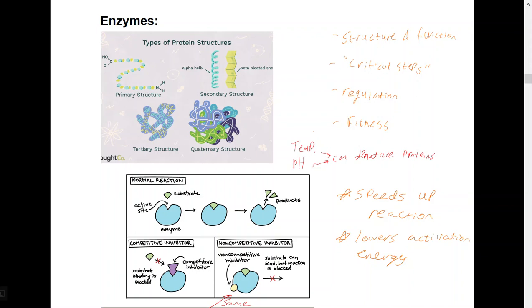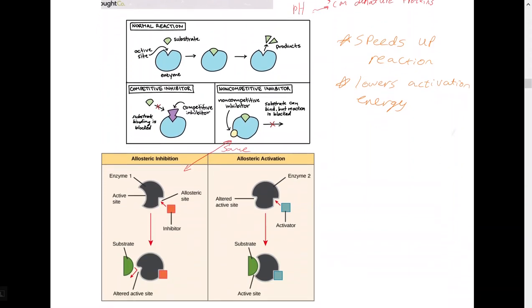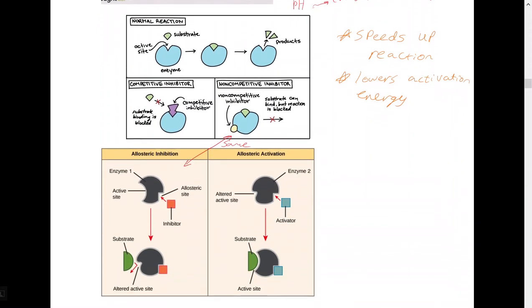So next, right? Let's look at the regulation aspect, sort of the last aspect. And I have three different forms of regulation here. I've got competitive inhibition, non-competitive inhibition, which is also called allosteric inhibition. I have a line connecting these. These are the same. And then allosteric activation. These are all forms of regulating enzyme activity.